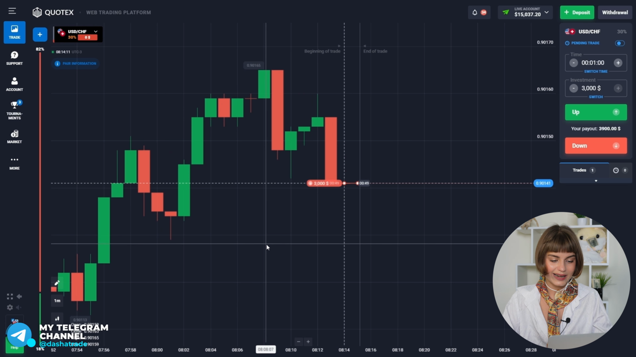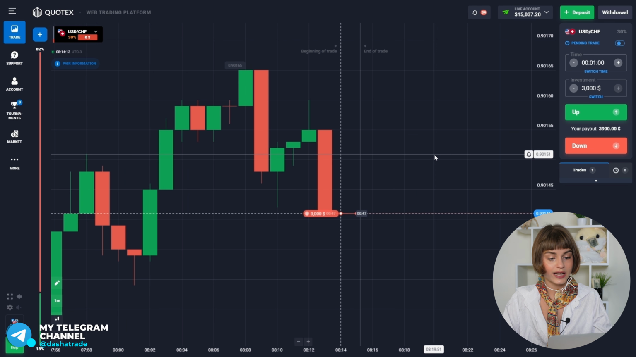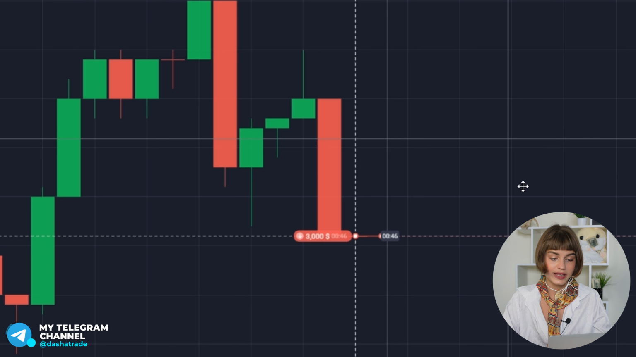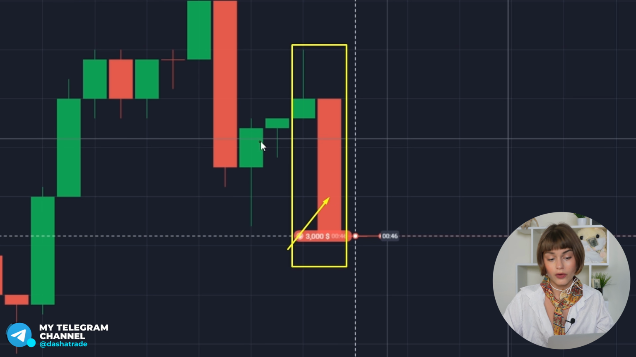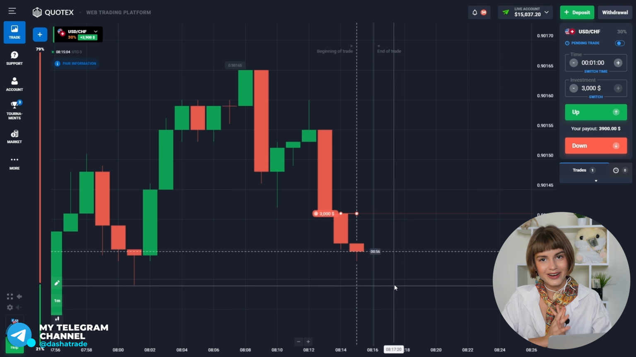Also, while I was analyzing, it's worth noting that we have a bearish engulfing candlestick pattern formed here. This is a pattern of 2 candles, where the second red candle completely engulfs the previous green candle. This pattern tells me that sellers are dominating at the moment, which will push the price lower. So the trade was closed in a profit.